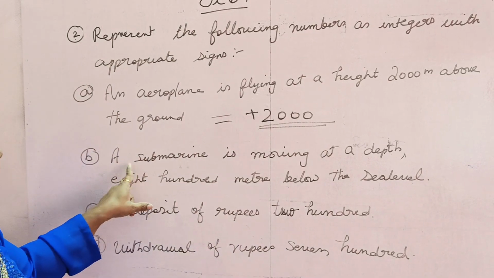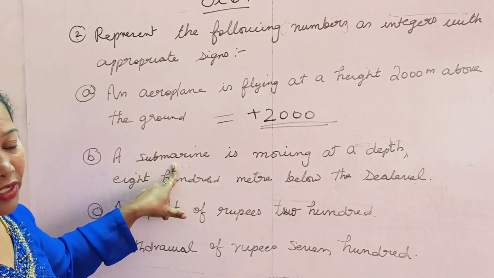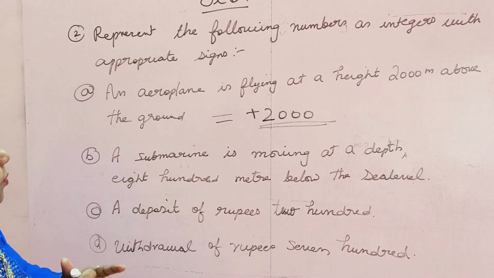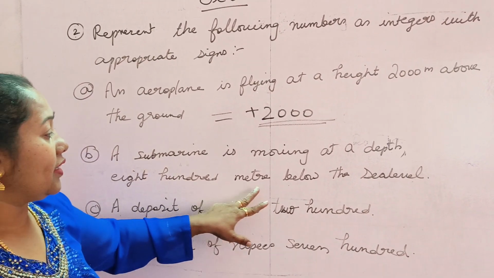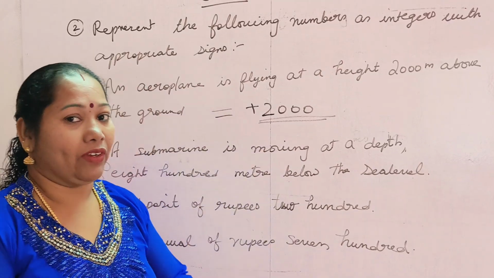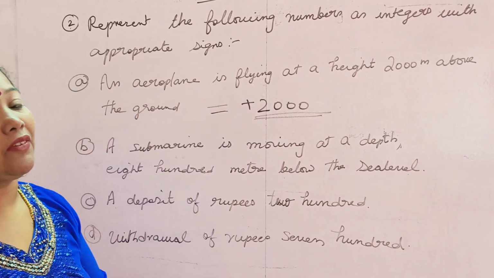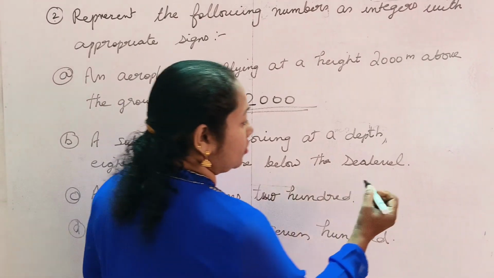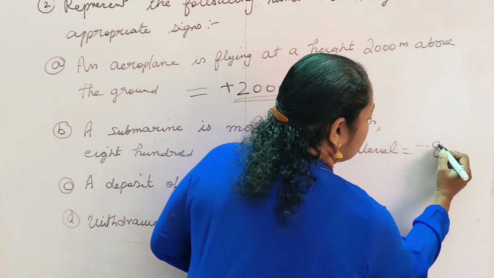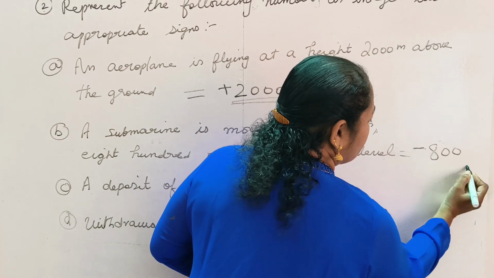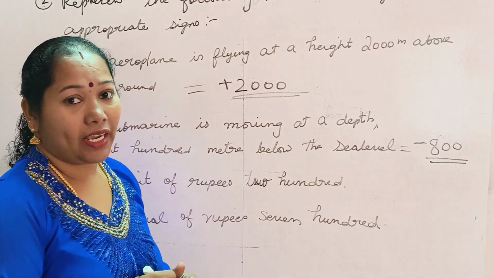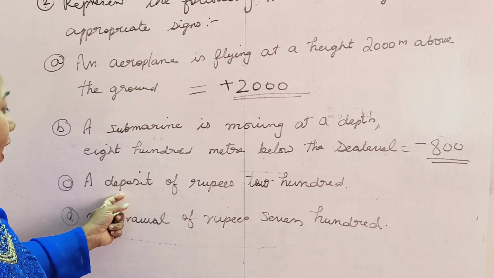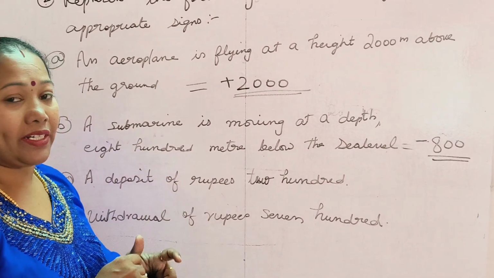Next question. A submarine means it will go inside, downside. So a submarine is moving at a depth 800 meters below the sea level. Below the sea level means negative. So minus 800.